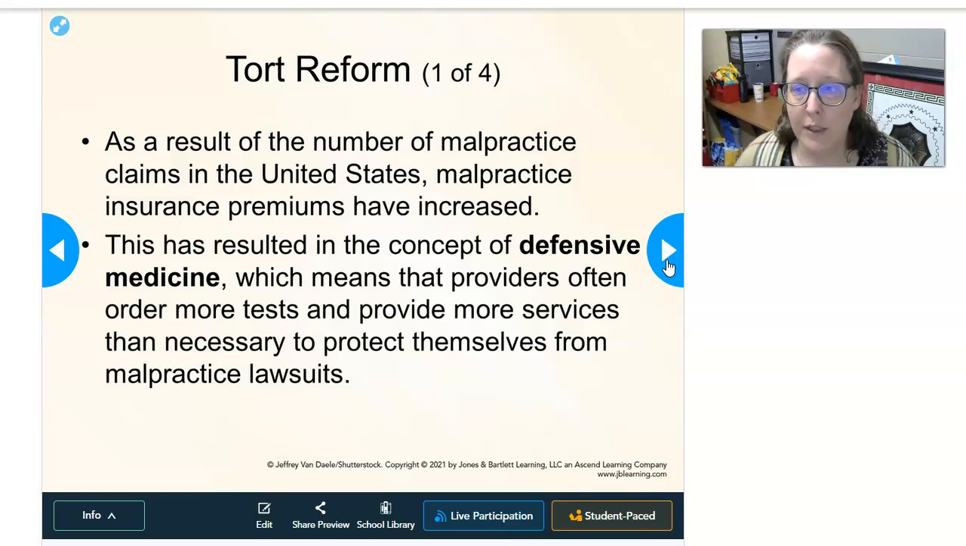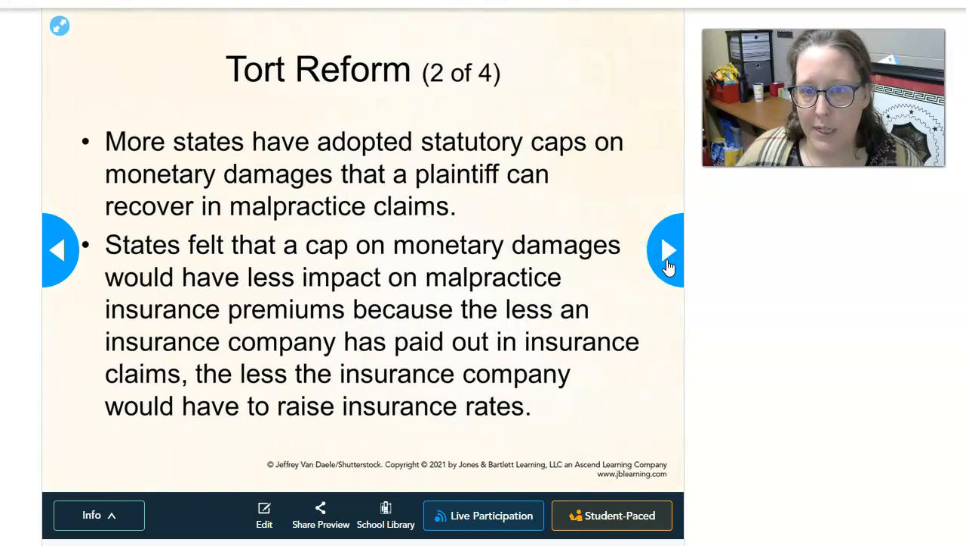You know, oh, you have diarrhea, you have to have an EKG and all these blood tests and stuff. And so that's defensive medicine. ER physicians are really widely known to do that. More states have adopted a statutory cap on monetary damages. That means they're limiting how much money a plaintiff can get in a malpractice claim.